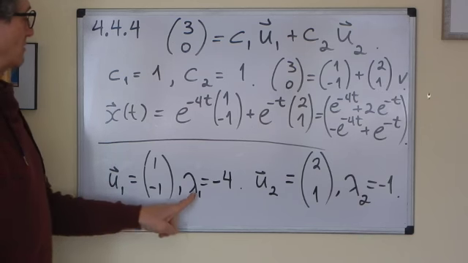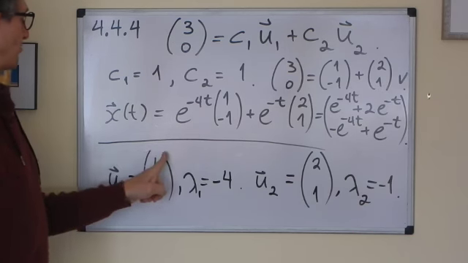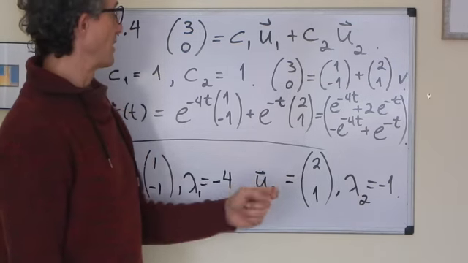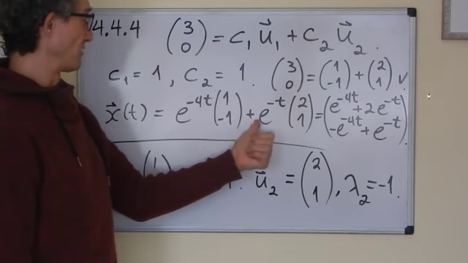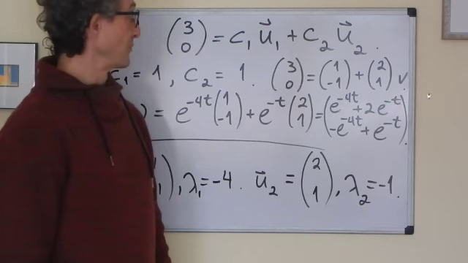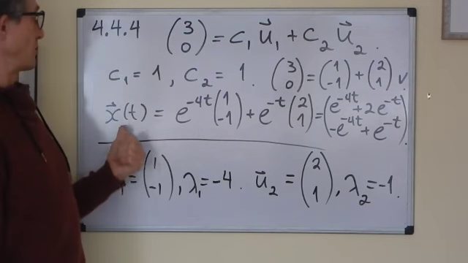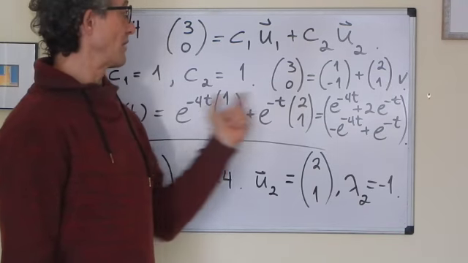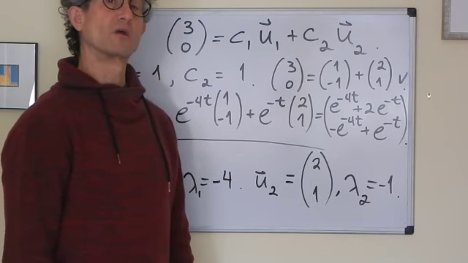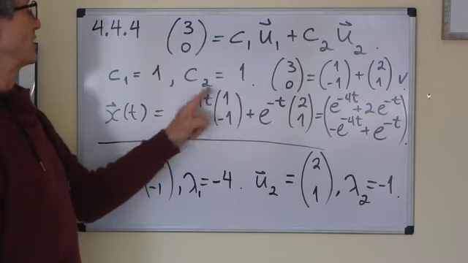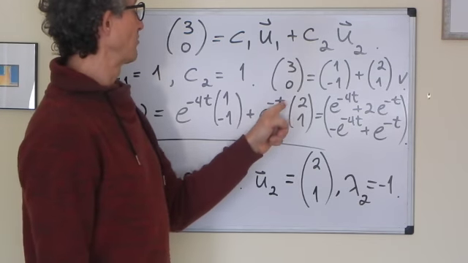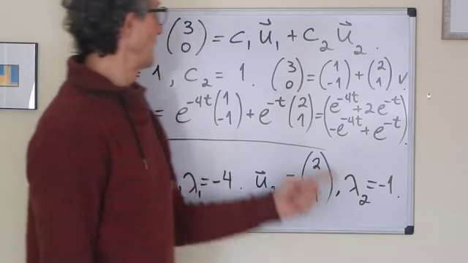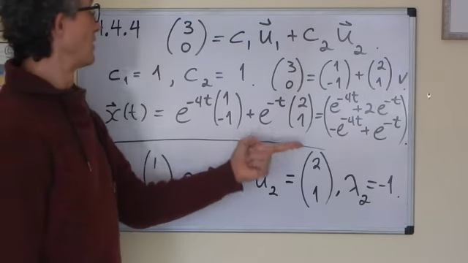It means that e to the minus 4t multiplies 1, minus 1, and e to the minus t multiplies 2, 1. Again, the coefficients are 1 in front of here and 1 in front of here. And that's the solution in vector form. If you want to see what x1 of t and x2 of t are, you write this out in terms of the components. And so we get e to the minus 4t times 1 plus e to the minus t times 2. So e to the minus 4t plus 2 e to the minus t is x1. And similarly, you can find x2.